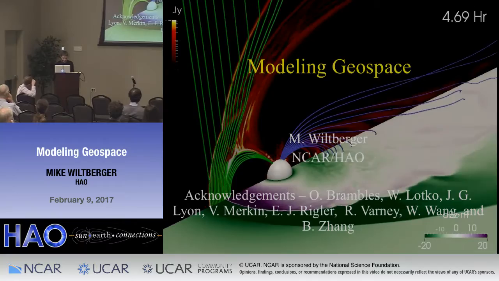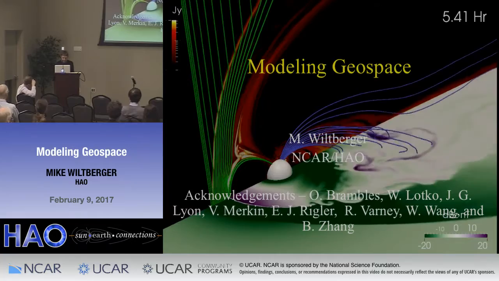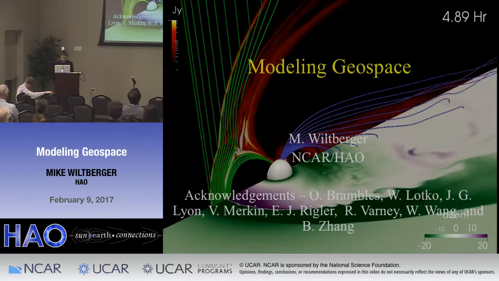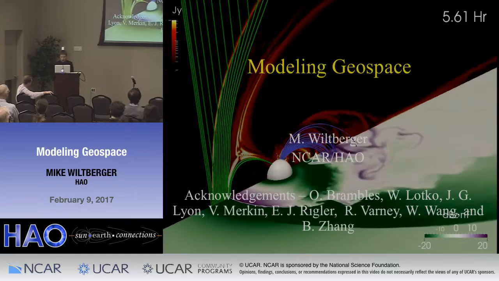Mike received his bachelor's degree in physics from Clarkson University and then his master's and PhD in physics from the University of Maryland. His research focus is on using numerical models to study the interaction of solar wind and Earth's magnetosphere to further our understanding and ability to predict space weather. He will talk today about modeling geospace. So please go ahead. Thanks, Nick.